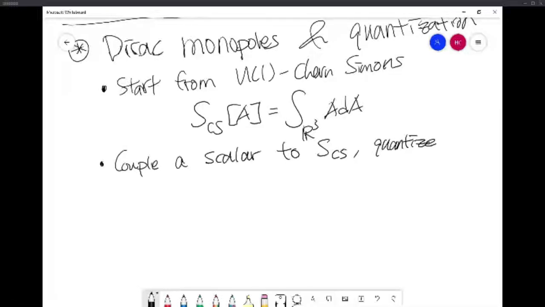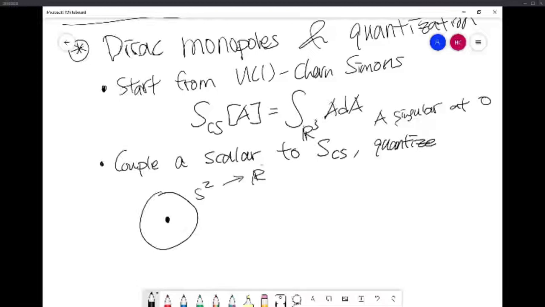So here I'm literally just thinking about a particle on the sphere. I'm going to quantize that particle. As you've seen before, if A is singular at zero, then this is S2 we obtain from R3 minus zero. Actually, let me just say that we allow A to be locally singular, and then we enclose a unit sphere around that singular point. And that singular point is exactly where the magnetic monopole is.